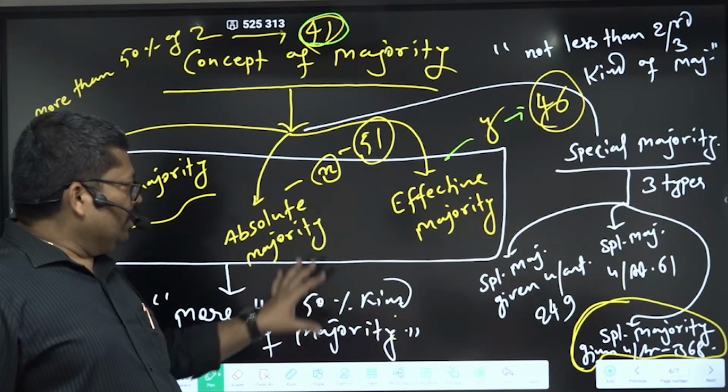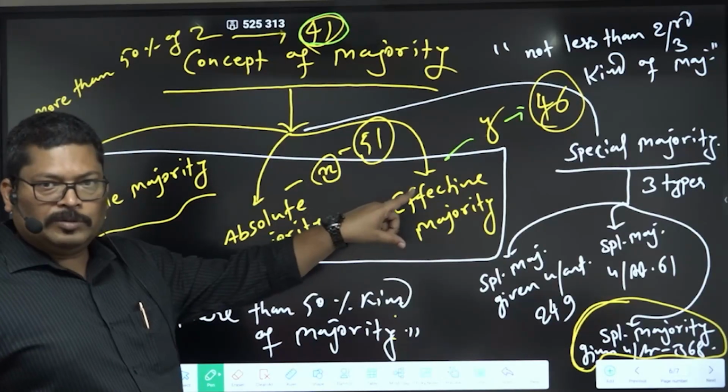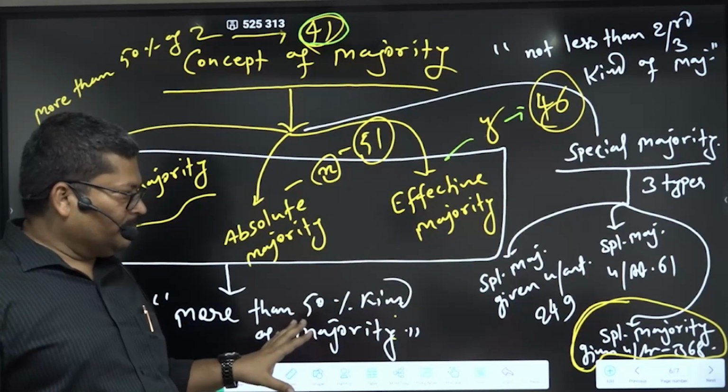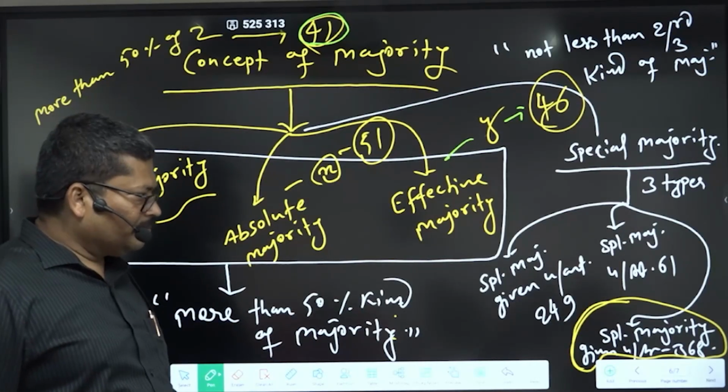So if they are clear, then I will switch over to special majority. Online students, please get it confirmed. Have you got the point? Yes, sir. Good.